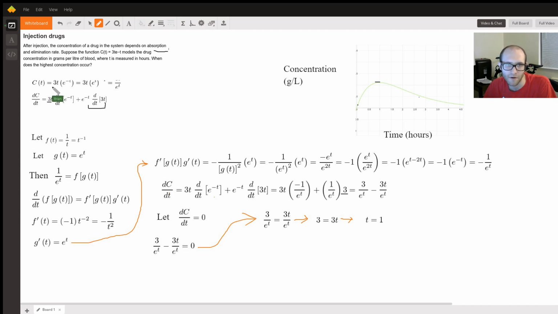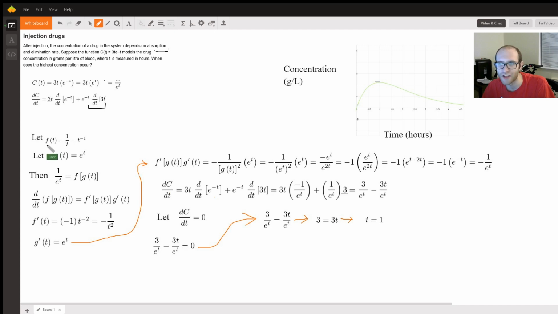So the first tool is the product rule. So first, 3t times the derivative of e to the negative t, plus second, e to the negative t times the derivative of 3t. So, for the derivative of e to the negative t, if you haven't already memorized it, I'll show you how to figure it out. We're going to use the chain rule.